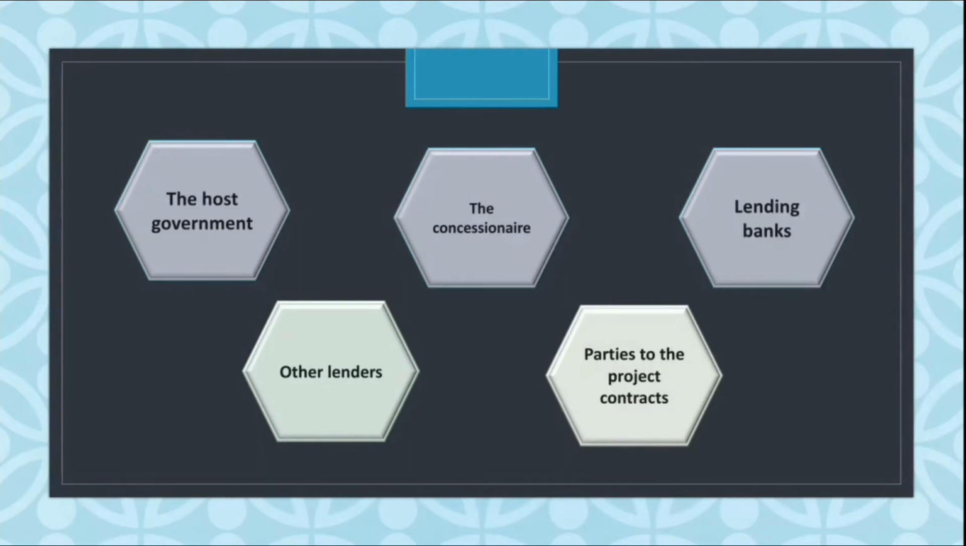The fourth one is the other lenders. The special purpose entity might have other lenders such as national or regional development banks. The last one is the parties to the project contracts. Because the special purpose entity has only a limited workforce, it will subcontract a third party to perform its obligations under the concession agreement. Additionally, it has to assure that it has adequate supply contracts in place for the supply of raw materials and other resources necessary for the project.